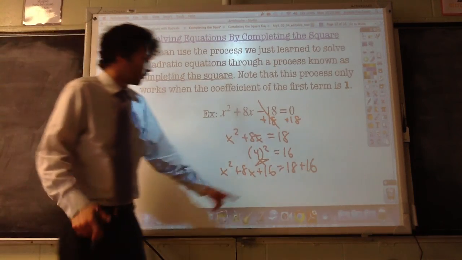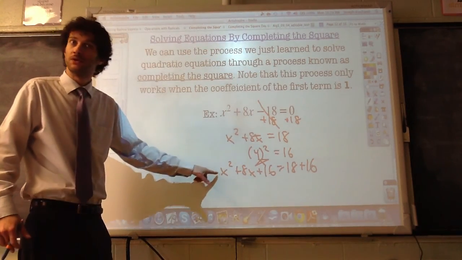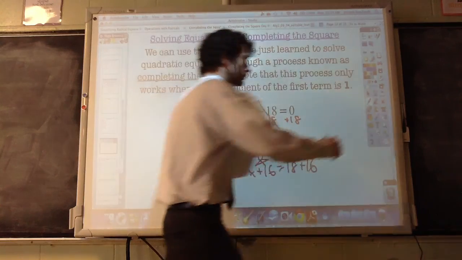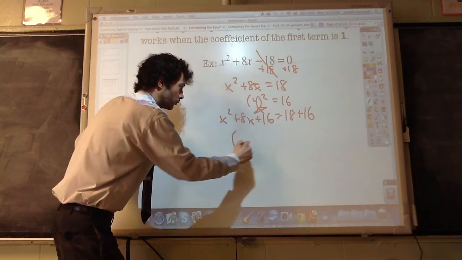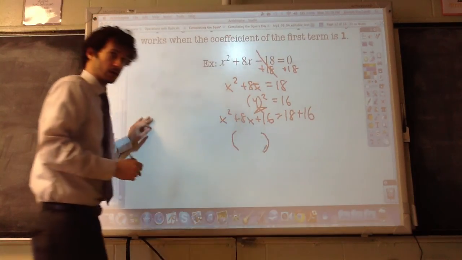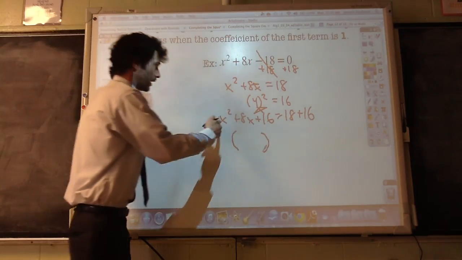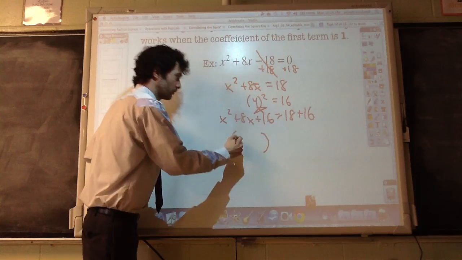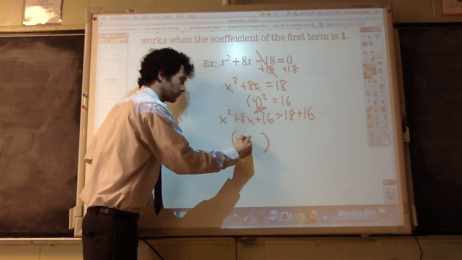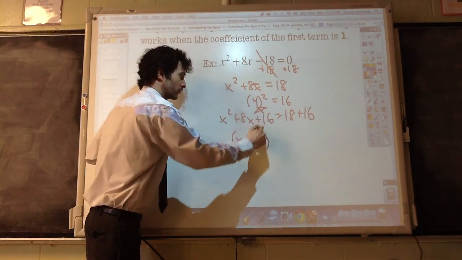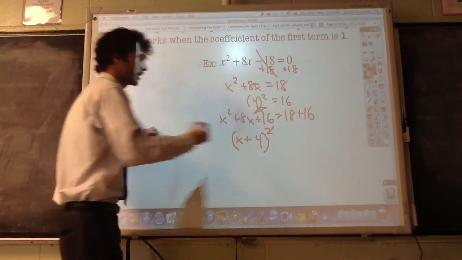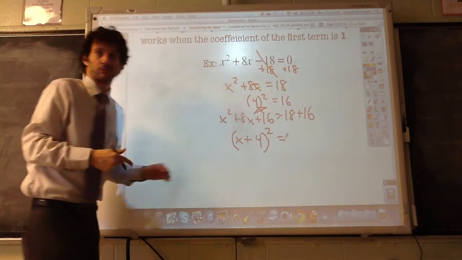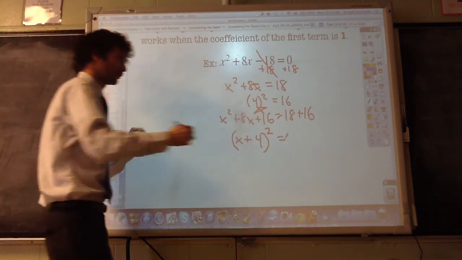Now, this side I'm going to factor the way we just learned how to factor perfect square trinomials. So that means it breaks down into one parentheses squared, and I have the square root of x squared is x, the sign from the middle term is a plus, the square root of 16 is 4, and this parentheses is squared. And then over on the right hand side, those are like terms, so I put them together, and I get 34.